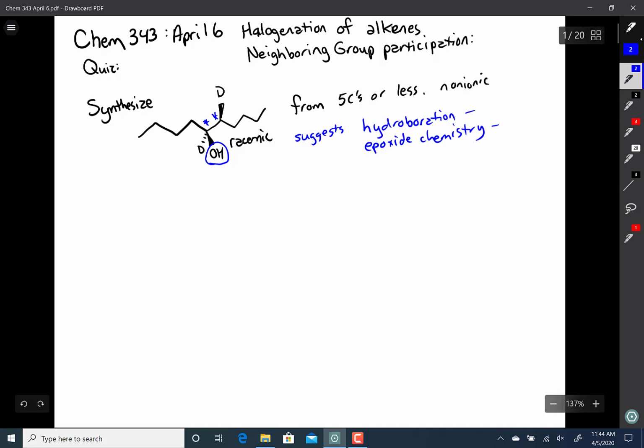Hydroboration adds the OH and the H syn to each other, and epoxide chemistry adds the OH and a nucleophile anti to each other. All the other reactions that we have that add OH to an alkene, well, they don't have any stereochemical control. I'll give an example of that in a little bit. So let's take a look at the hydroboration example of this.